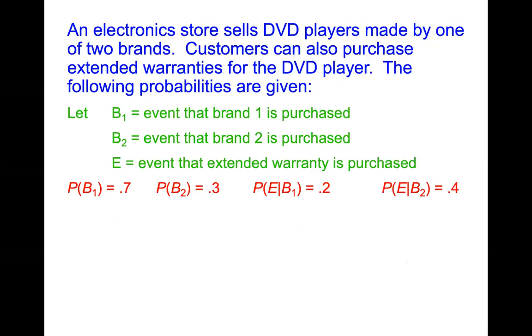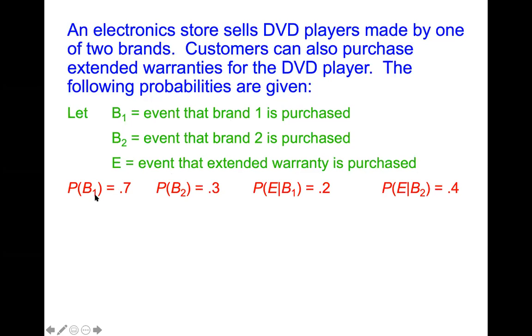So this is the question. An electronics store sells DVD players made by 2 brands. Customers can also purchase extended warranties for the DVD player, and the following probabilities are given. Okay, so B sub 1 means that brand 1 is purchased. B sub 2, brand 2 is purchased. And E is the event that an extended warranty is purchased. All right, and they give you these probabilities.